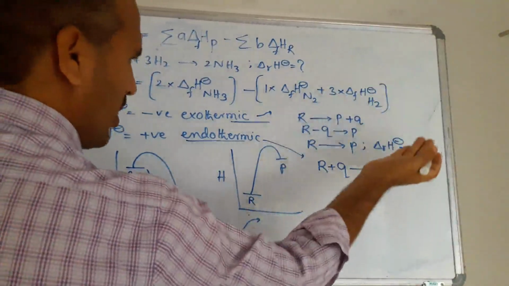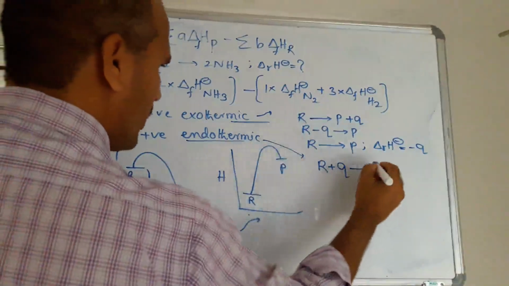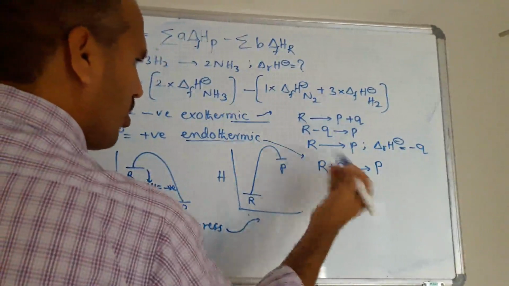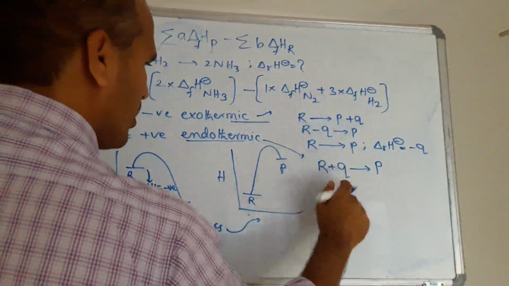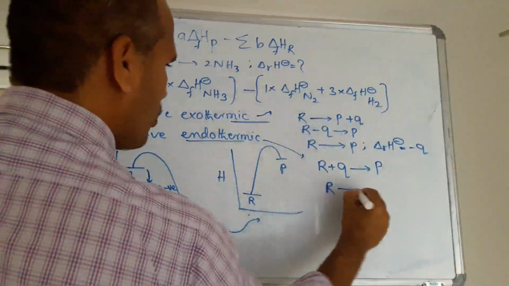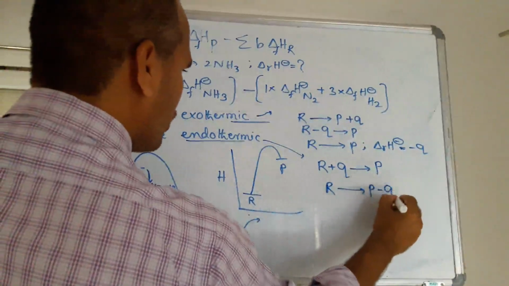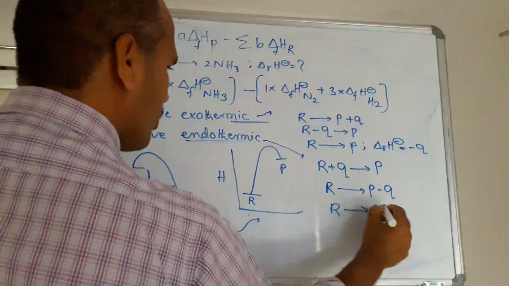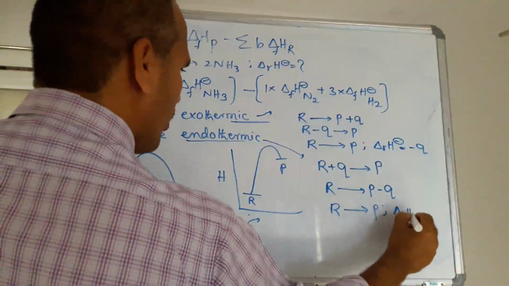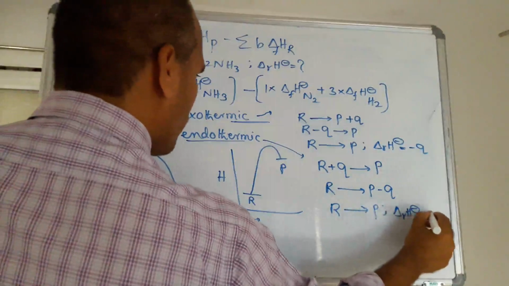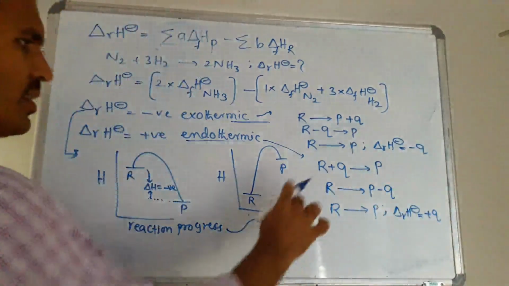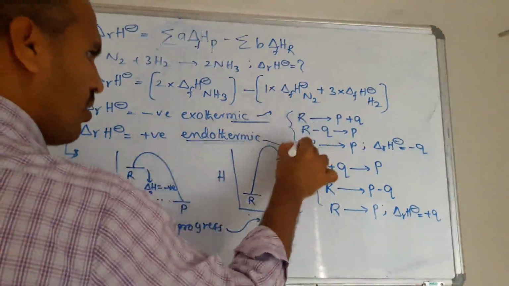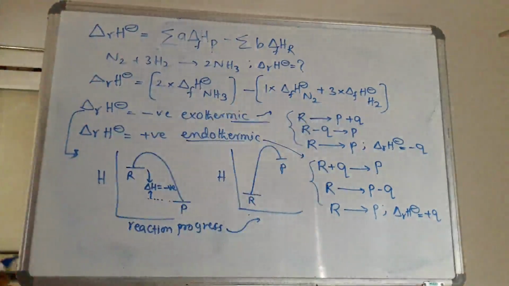Here on the right side plus Q is there, and on the left side, then it gives P. Another one is the opposite, with the plus on the left side. If it goes to the right side, R gives rise to P minus Q. This can be represented as R gives rise to P, enthalpy of reaction at standard condition, that is plus Q. So these three indicate endothermic, and these three indicate exothermic reactions.